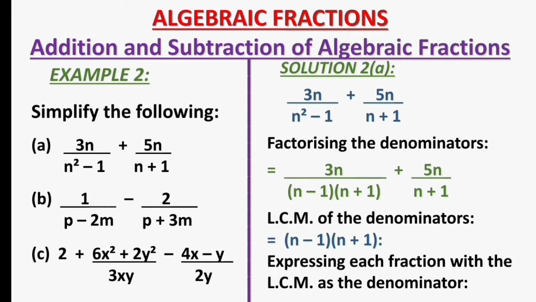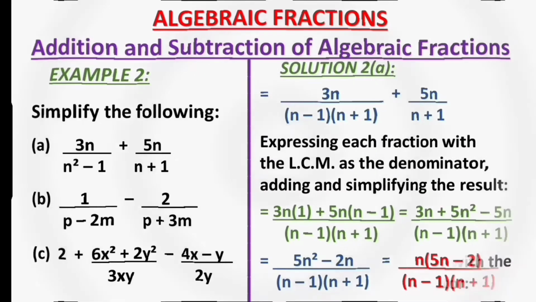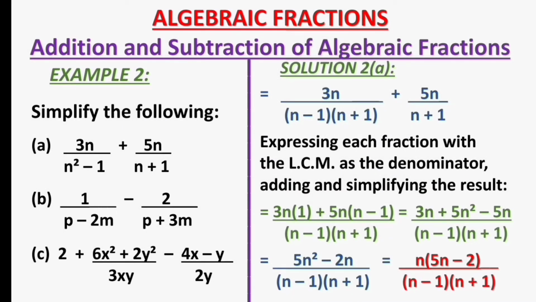Next, can you express each fraction with the lowest common multiple as the denominator? Let's see if you can. Expressing each fraction with the lowest common multiple as the denominator, we have 3n into 1 plus 5n into n minus 1 divided by n minus 1 into n plus 1. I hope you got that right.